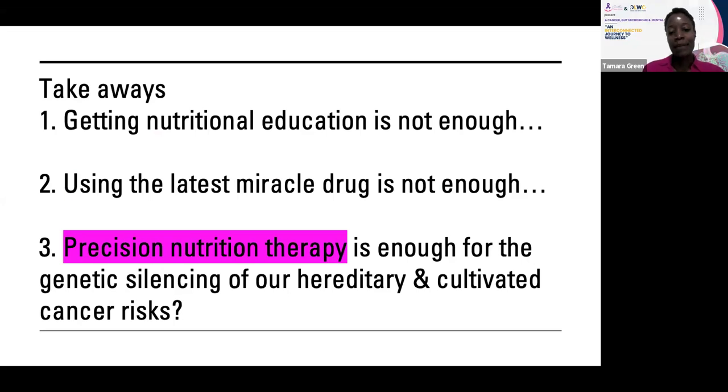Now, I wanted to mention my takeaways at the start because I'm going to be reiterating these takeaways throughout the entire presentation. So getting nutritional education or even knowing your gut microbiome is not enough. Using the latest miracle drug is not enough. Precision nutrition therapy is what is enough to genetically silence our hereditary and or cultivated cancer risk.